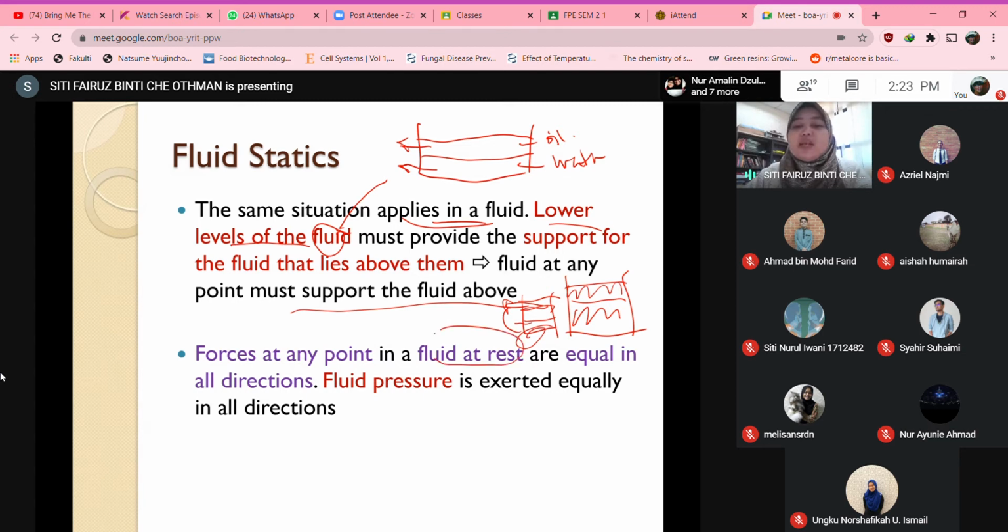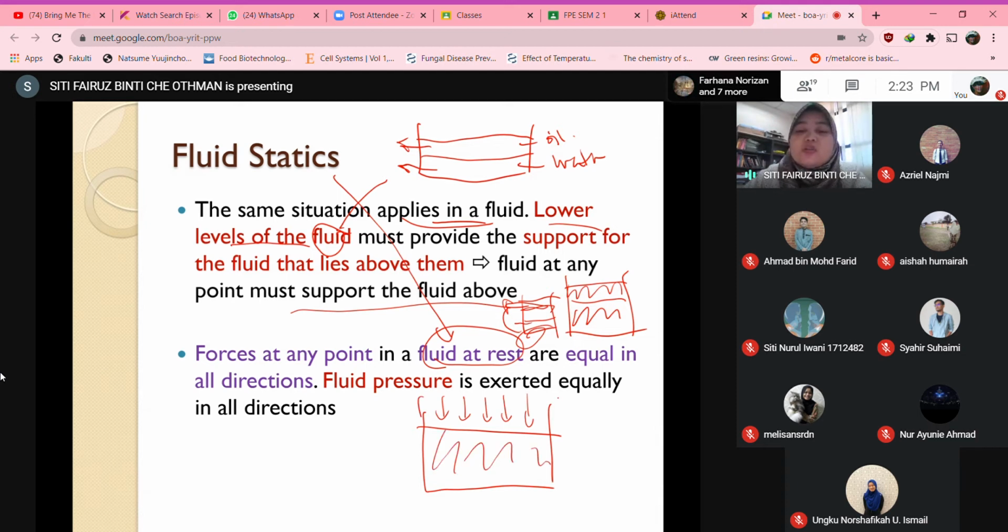This is actually fluid at rest. Fluid static means fluid at rest. So basically, you have to know if it's static. Okay, you will have some sort of pressure that is exerted. This is the pressure of this particular fluid.